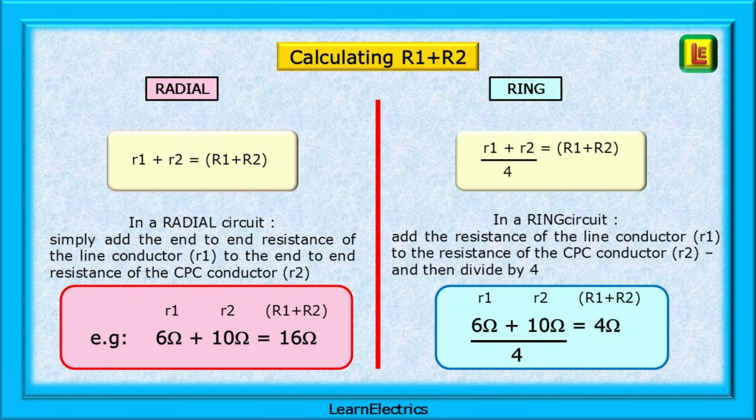So this time we have an effective resistance, R1 plus R2, of 6 ohms plus 10 ohms added together and divided by 4 to give us 4 ohms.